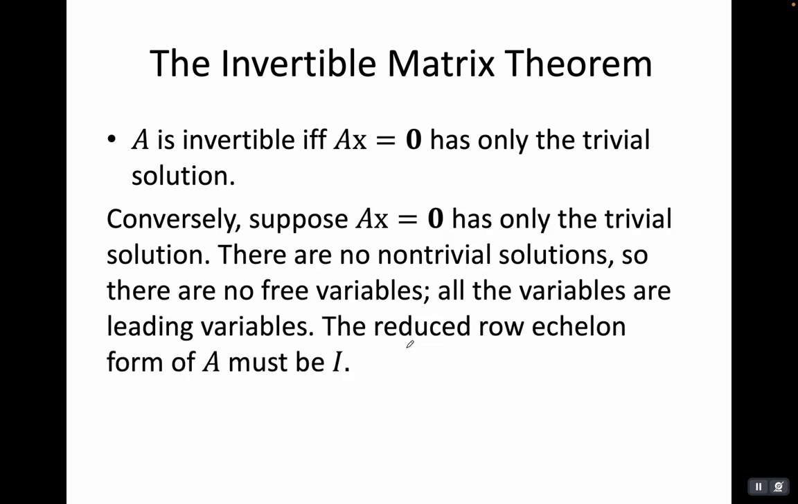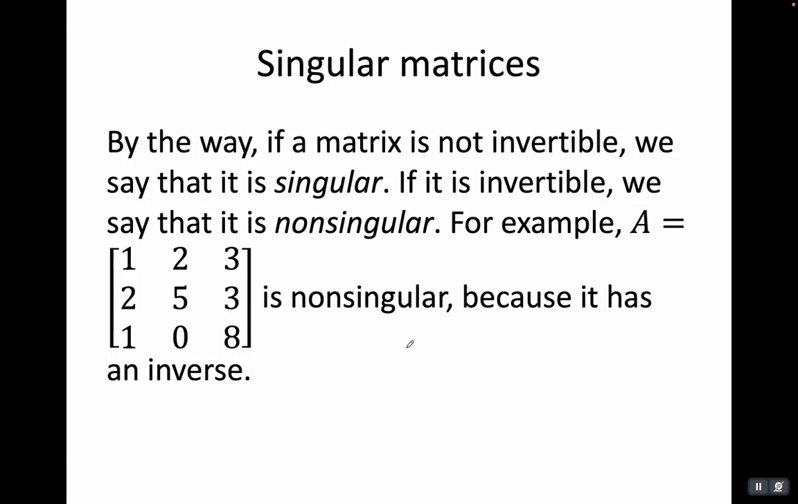Conversely, suppose that AX equals 0 has only the trivial solution. There are no non-trivial solutions, so there are no free variables. All the variables are leading variables, and thus the reduced row echelon form of A must be I. And it's got to look something like this, if you're talking about a 3 by 3 matrix.